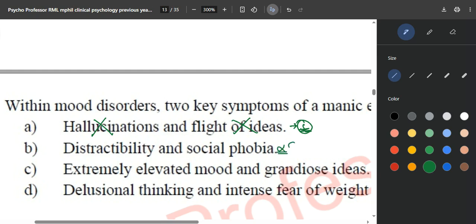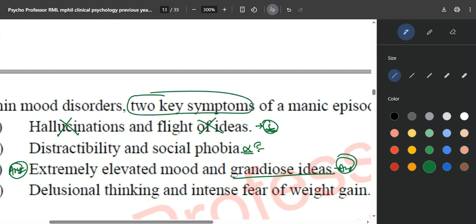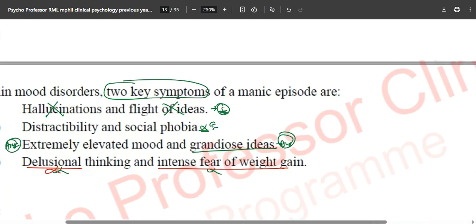What is social phobia called? Is it agoraphobia or is it glossophobia? Comment down below. Extremely elevated mood and grandiose ideas are the two key symptoms of a manic episode. Delusional thinking and intense fear of weight gain. Delusional thinking? No. Intense fear of weight gain might be anorexia nervosa, bulimia or whatnot. So what is the correct answer over here?